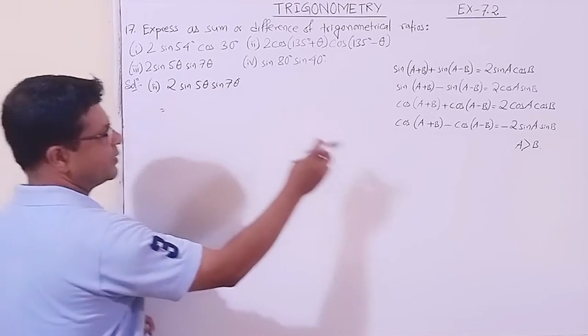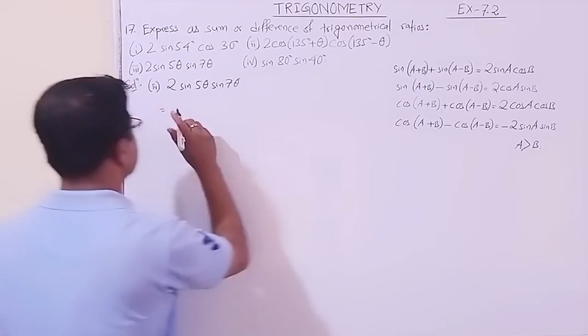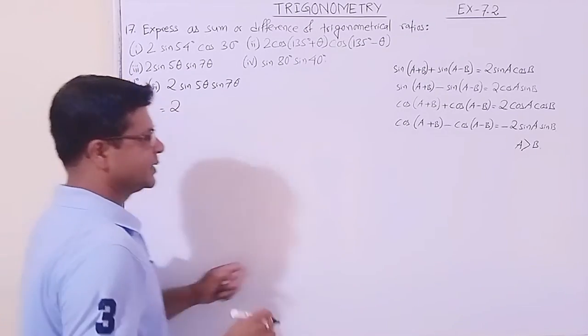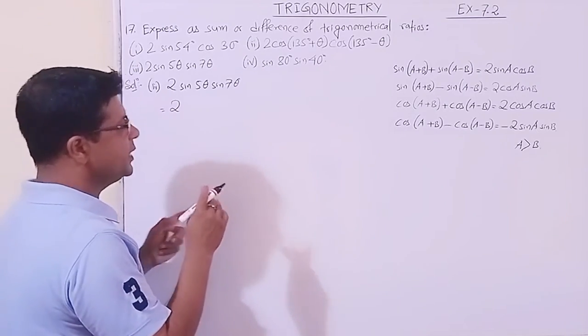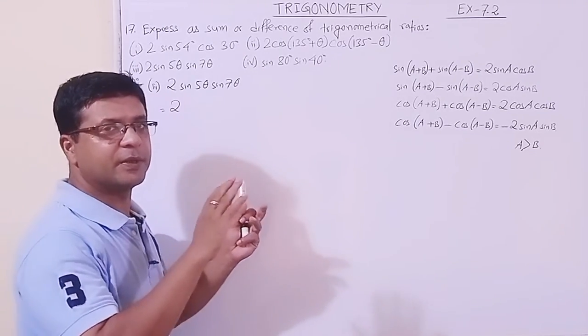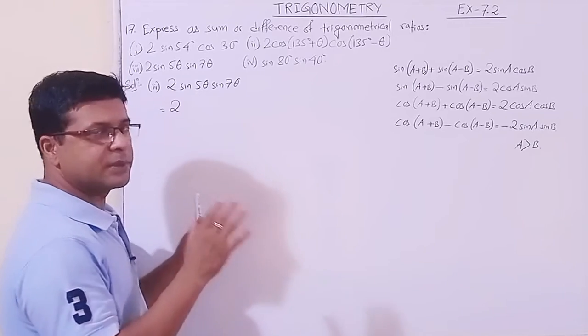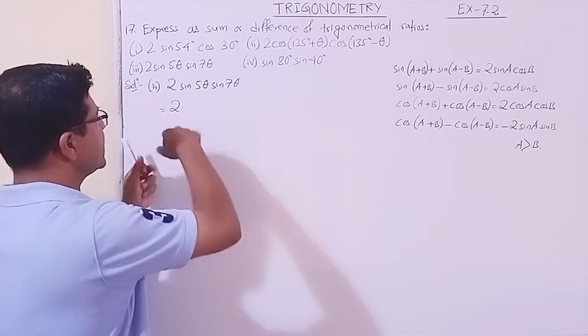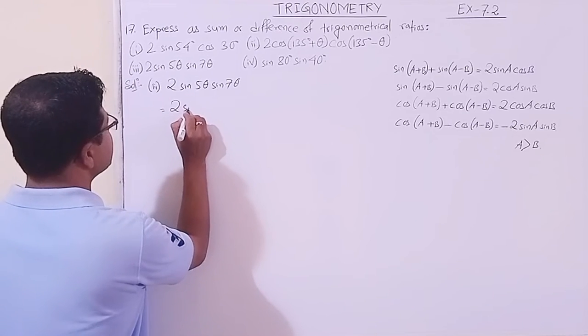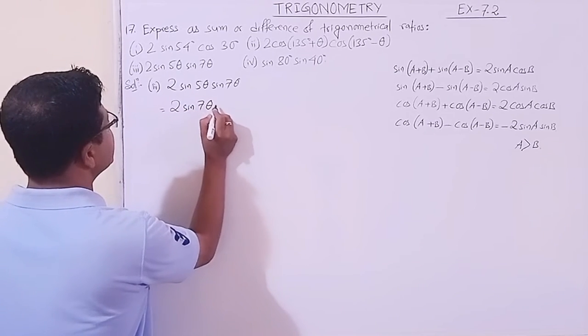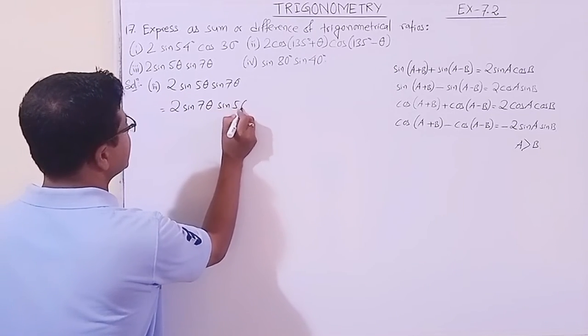Initially I said the first angle should be greater, so let us arrange in this way. If we write the first angle as greater, it is easier to calculate. The calculation will be easier, otherwise there will be some factor of the minus sign. It may give us some trouble. That's why we will always take the first angle as bigger. So here 7 theta is bigger than 5 theta. Here sine of 7 theta, sine of 5 theta.